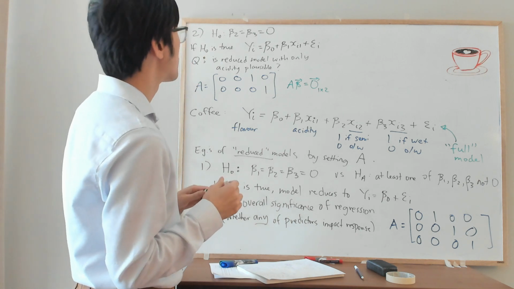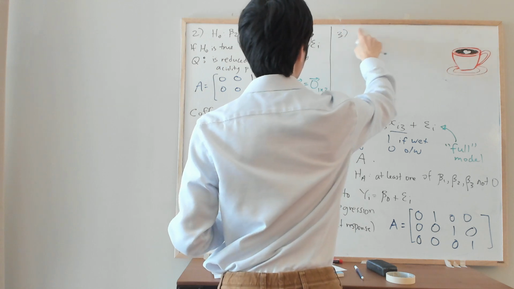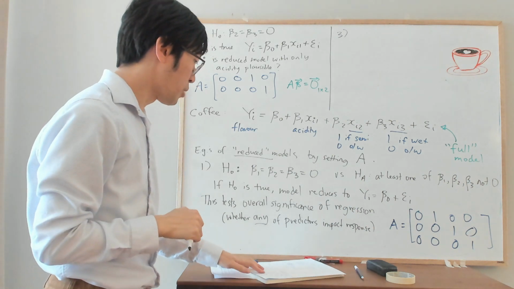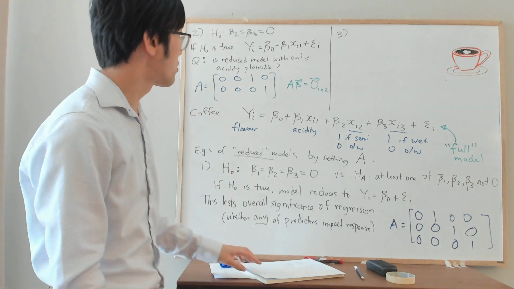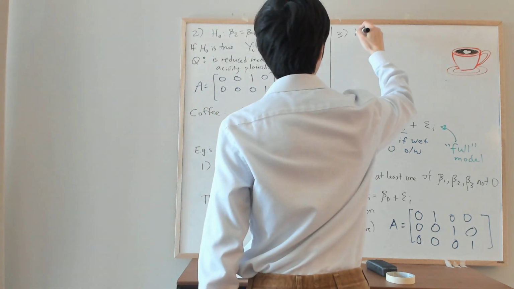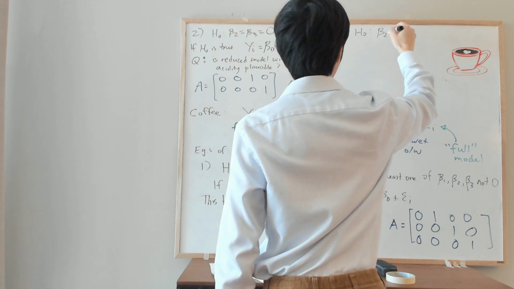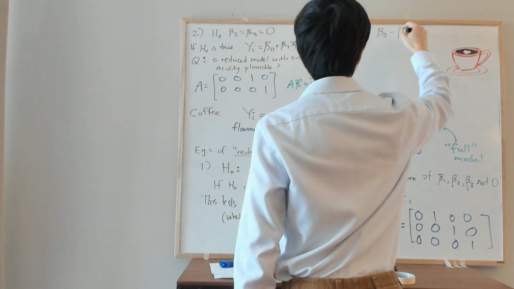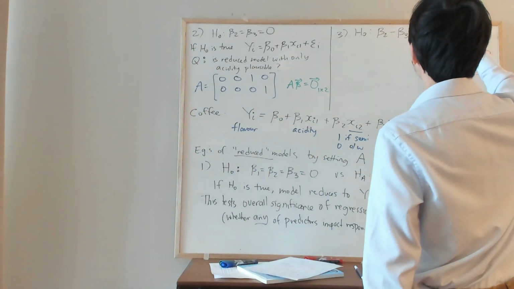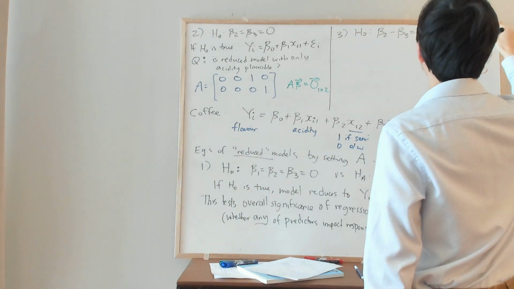Okay, I want to do one more. So let's go over here. Here's another example of a hypothesis that can be written using this general linear combination, and that's this one. So let's look at the null hypothesis beta 2 minus beta 3 equals 0. And so the alternative is beta 2 not equal to beta 3.